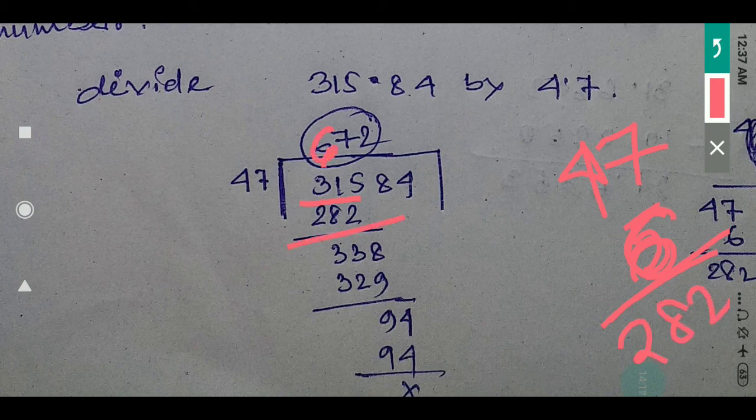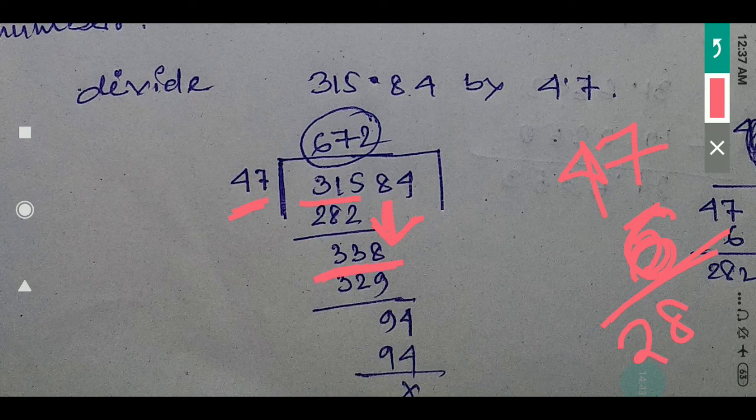So now do the subtraction. 315 minus 282, it will be 33. Now check, is 47 bigger or this 33 bigger? 47 is bigger. That means it will not go by these 2 digits. That means another number you have to take. So from the dividend, 8, I have taken down. So it becomes 338.